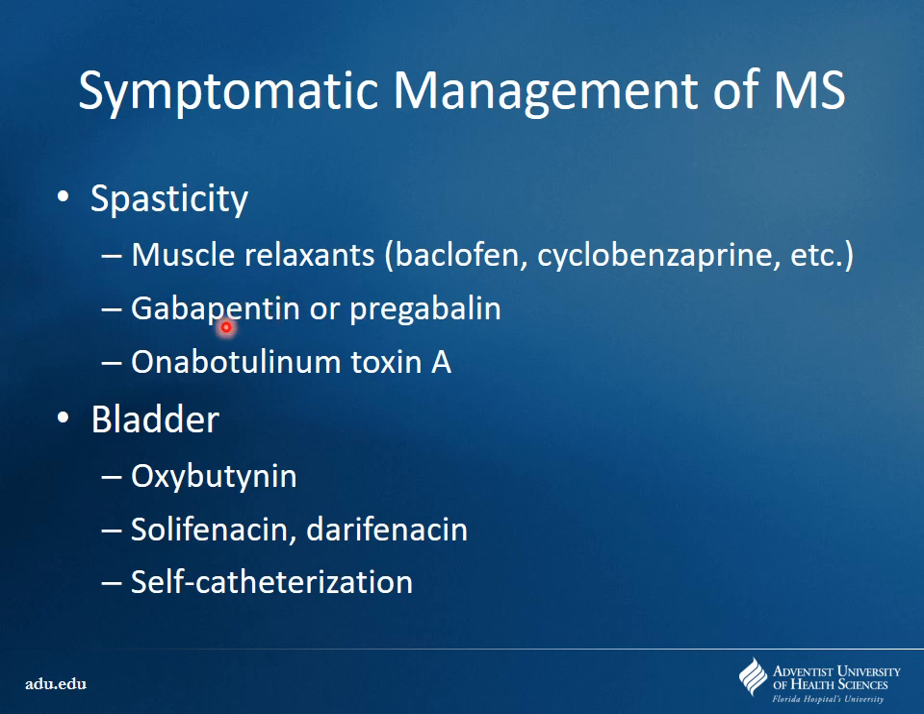But gabapentin or pregabalin, which we talked about previously, can be very useful here as well. And then botulinum toxin can be used. So again, if you have very significant spasticity, you can use Botox to help paralyze those muscles to some degree. And for the bladder issues, go back and look at the urology material we already talked about, but use anticholinergics like oxybutynin and solifenacin. Those can all be very useful. Or in some cases, they may need self-catheterization. Obviously, if you can hold off from that, that's going to be beneficial for them.